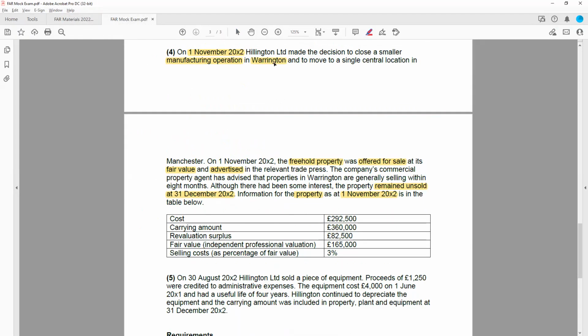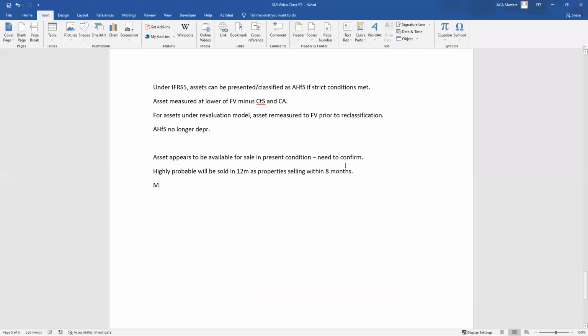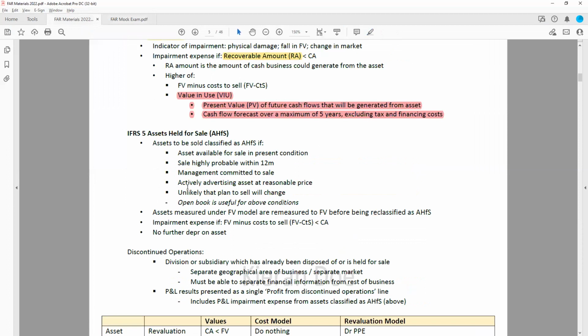Management are committed to the sale. So are the directors committed to selling the asset? Well, they made the decision. So it's the directors who make the decisions for the company. So the decision's been made and they're advertising it. Management are committed because the decision has been made and the property advertised. That's actually kind of one of the conditions as well, that it's being advertised.